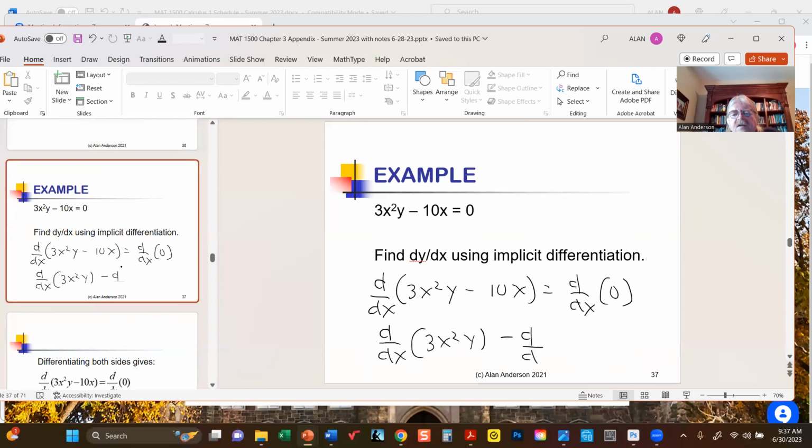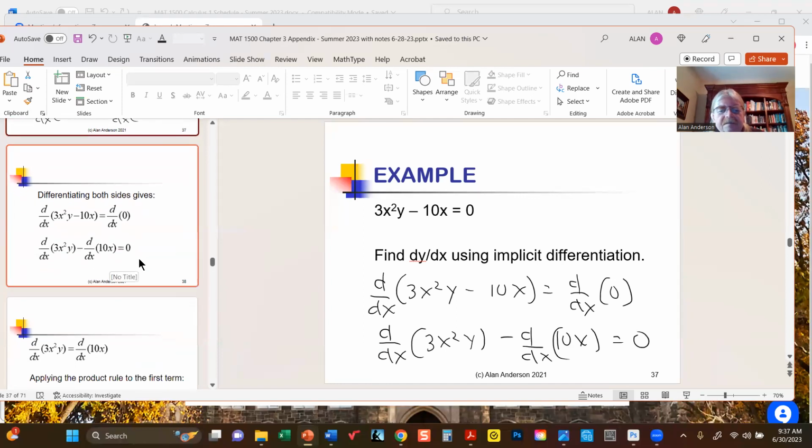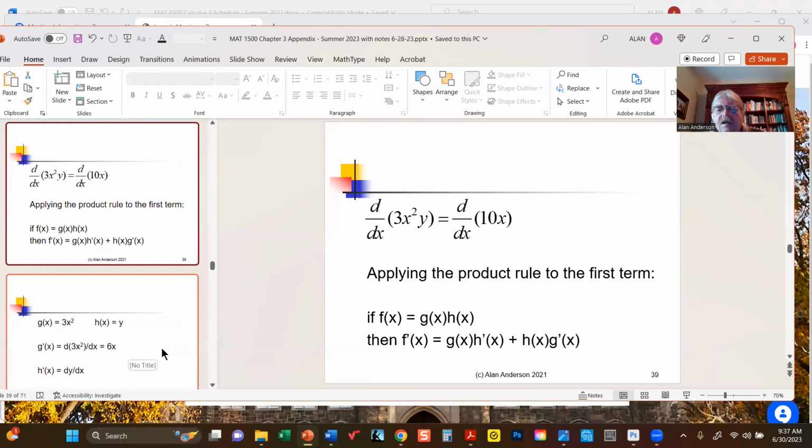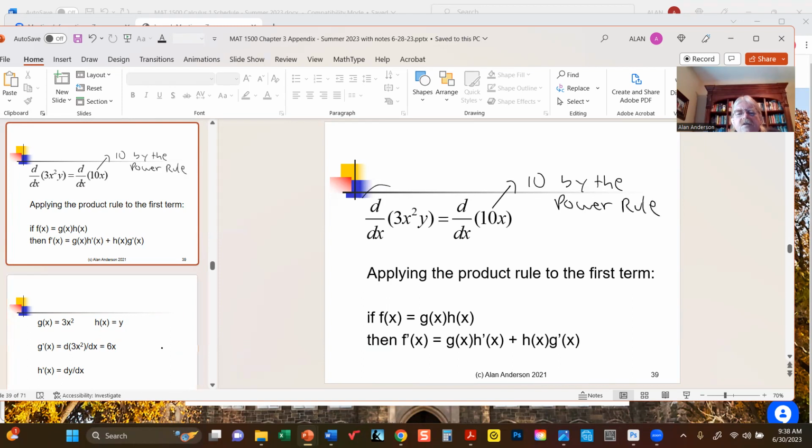And now I'll just subtract this one. Okay. Now I'll differentiate each one separately. And of course, I can just set them equal to, I'll move this to the dx and 10x to the right-hand side. Now, this term is pretty straightforward. By the power rule, it's just 10. This is the interesting one.